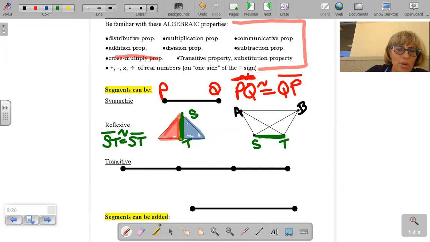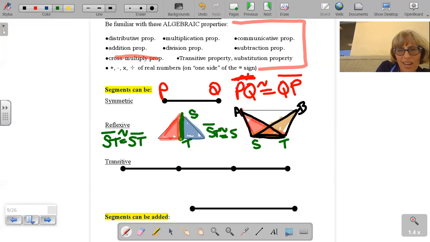Here's another one. Here we have overlapping triangles. So you have a red overlapping triangle, AST, and an orange overlapping triangle, BTS. And those overlapping triangles, if you trace them, they exactly share ST. So we write again, ST is congruent to ST. That's called the reflexive property.